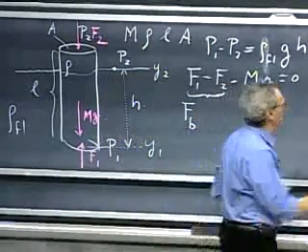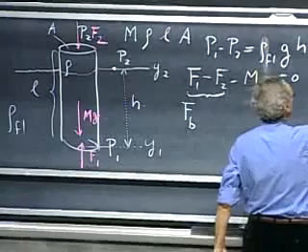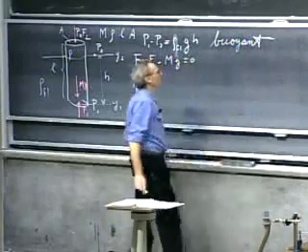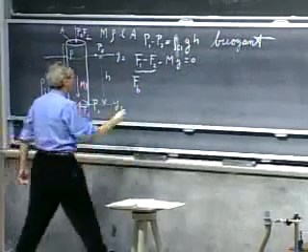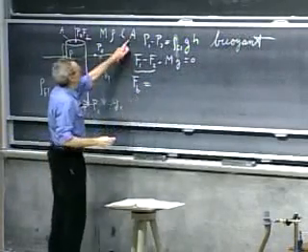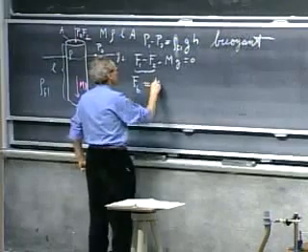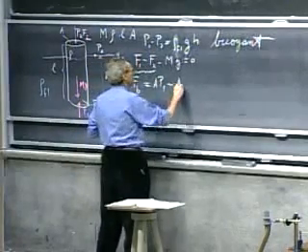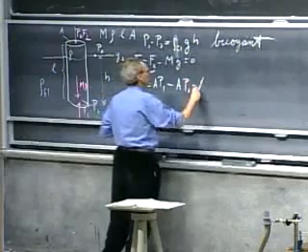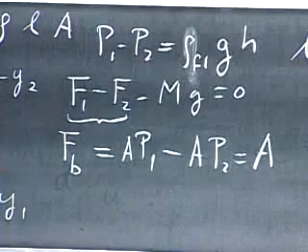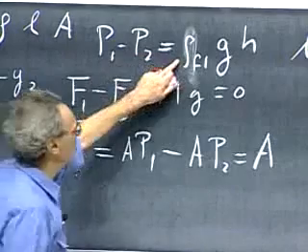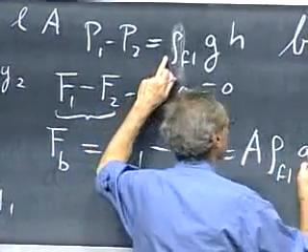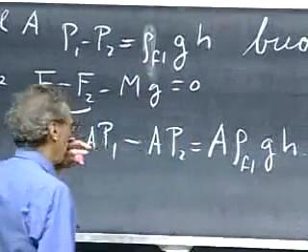And buoyant is spelled in a very strange way, B-U-O-Y-A-N-T. Always have to think about that. It's the buoyant force. F1 equals the area times P1, and F2 is the area times P2. So it is the area times P1 minus P2, and that is rho fluid times G times H.